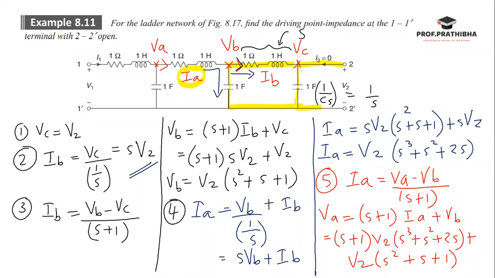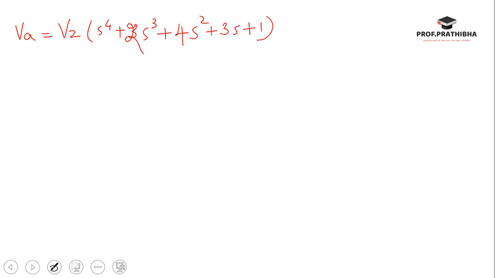So I will come to VA. That means my VA should come out as something like this. VA is equal to V2, which will always come, times s to the power 4 plus 2s cube plus 4s square plus 3s plus 1. Okay, so our VA has come.